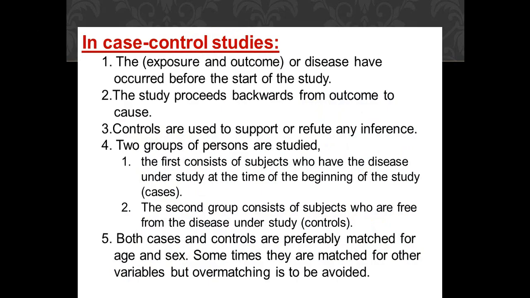In a case control study, the exposure and the outcome or disease have occurred before the start of the study. So we collect diseased patients who have a certain disease, and we take another group, the controls, who are free from the disease. The study proceeds backward from outcome to cause, from the disease to the cause of that disease, and the controls are used to support or refute any inference. Two groups of persons are studied. The first consists of cases and the second are the controls, and both are preferably matched for age and sex, and sometimes for other variables, but overmatching is to be avoided.